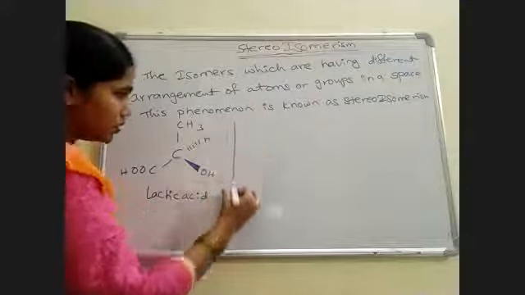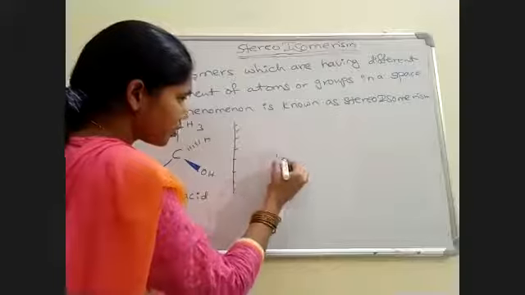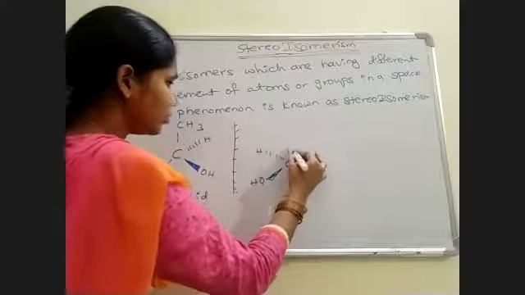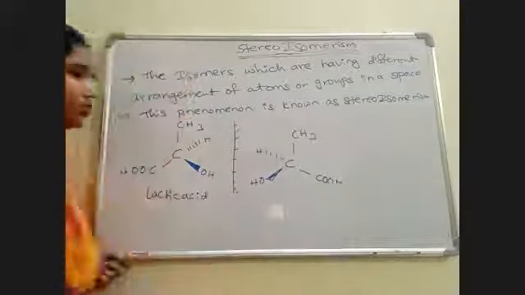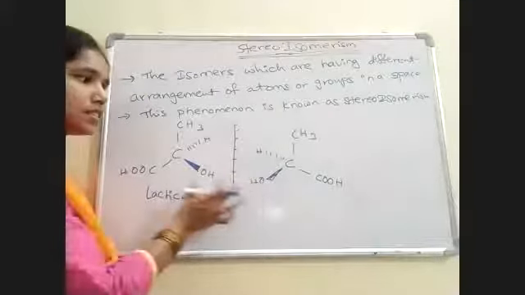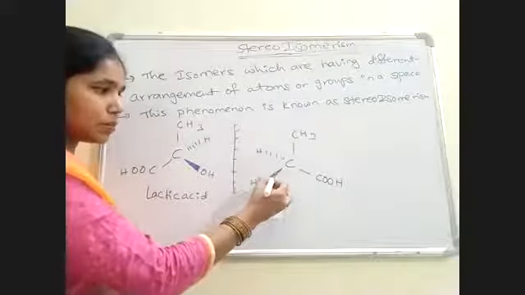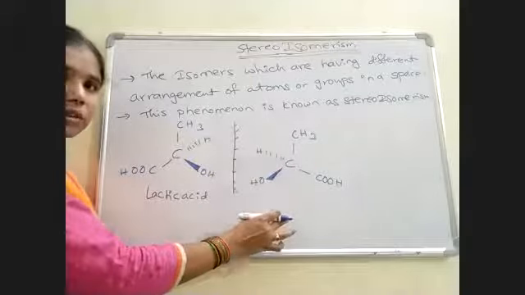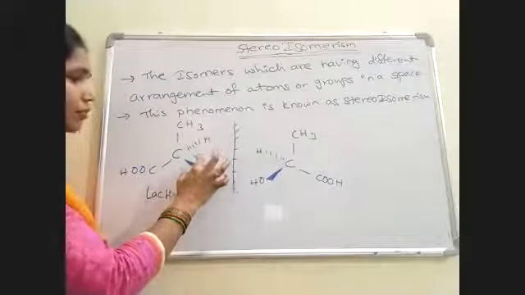If you take the mirror image of this one, if you take these two isomers, these are isomers, means same molecular formula it has. The molecule looks like same, molecular formula is same, and bond connectivity is also same. Structural arrangement of atoms is also same. But what is different here? Difference is in the arrangement of atoms in the space.